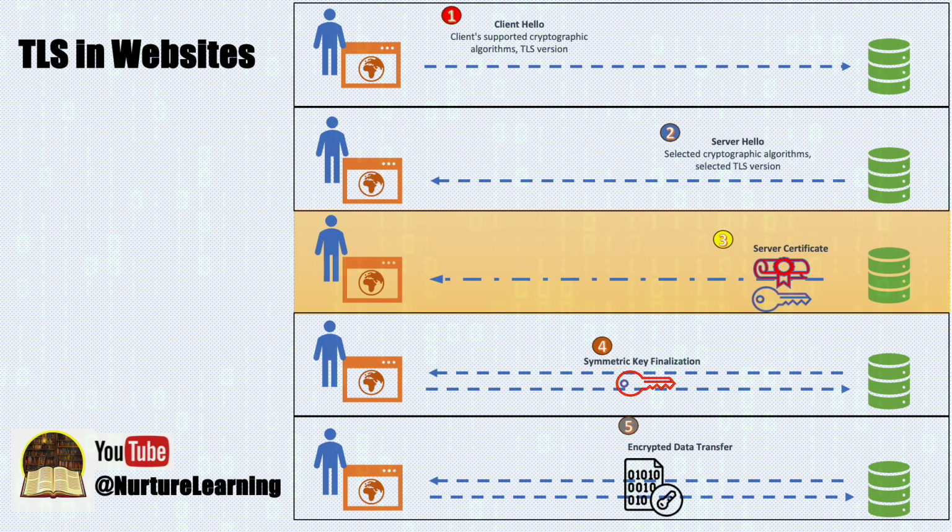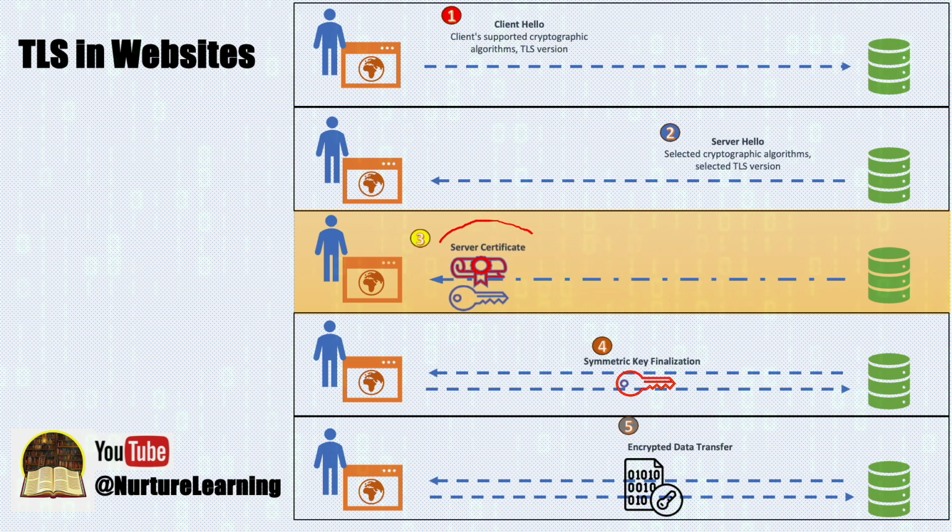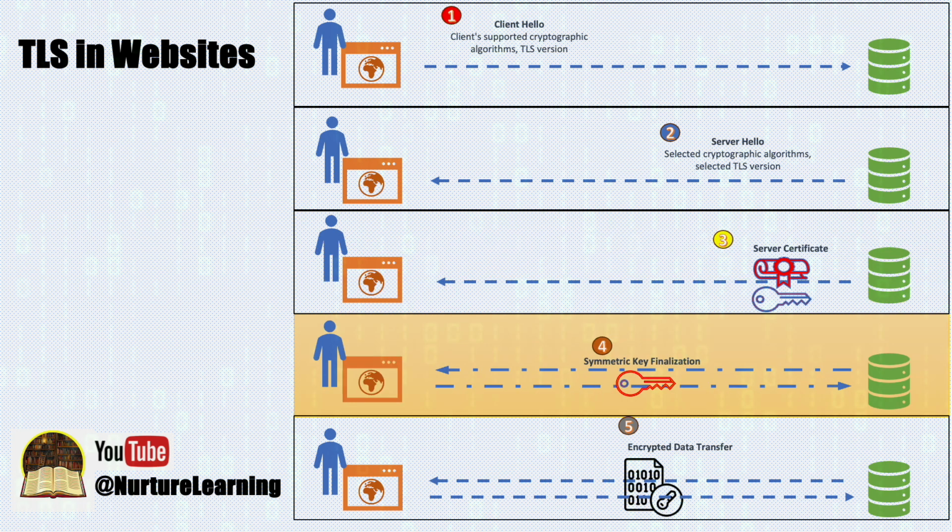Post this, the server sends its certificate, which is basically the public key which we were just referring to. So the public key is available with the client now, and thereby after having the public key, the client and server arrive at something called a session key, which is a symmetric key.